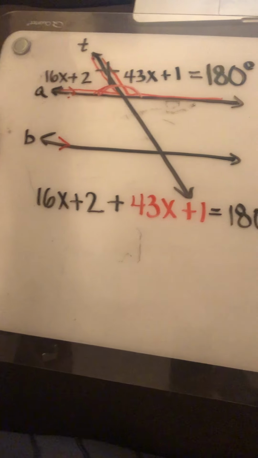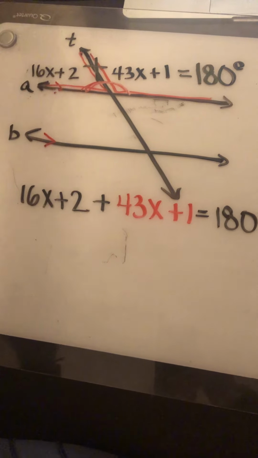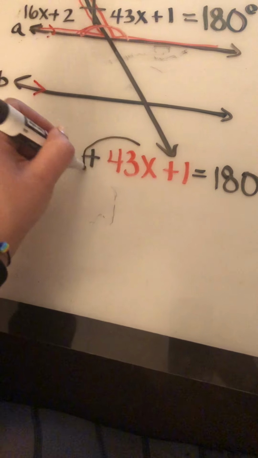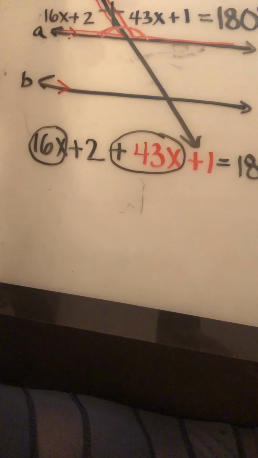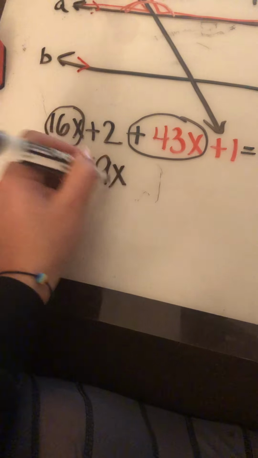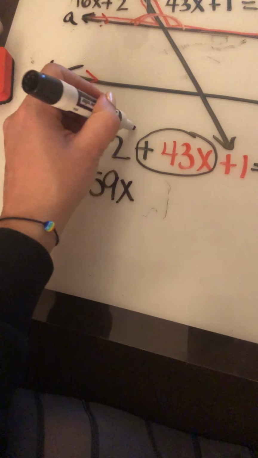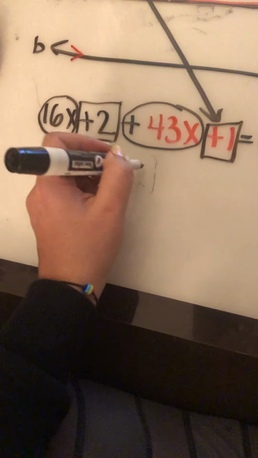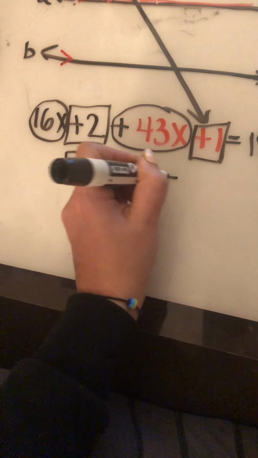And now this is an equation we should all know how to solve, right? We want to combine our like terms, so I'm going to put 16x and positive 43x together. That's going to give me a total of 59x. And then I also know I could put my constants together, so let's put together 2 and positive 1. That's going to give us positive 3 equals 180.